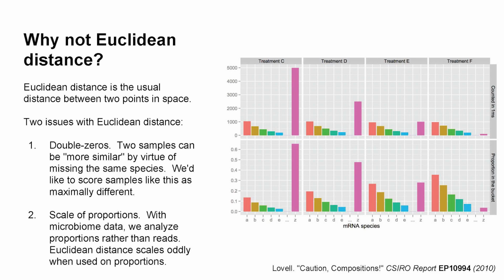Problem number one is that it has this double zero problem. So things can be more similar by virtue of missing the same types of species. And we'd like to not consider double absences in influencing the distance. Problem number two is that when we use this type of distance with proportions, it scales all weird.